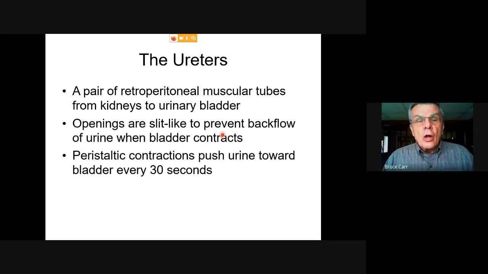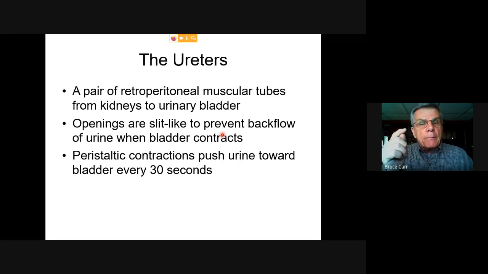The ureters are retroperitoneal muscular tubes connecting the kidney with the bladder. They are, as it says, muscular tubes. The openings on the bladder are slit-like and have the ability to contract slightly to restrict the backflow of urine, and the muscles in the walls of the ureter produce peristalsis, a rippling wave of muscular contraction.